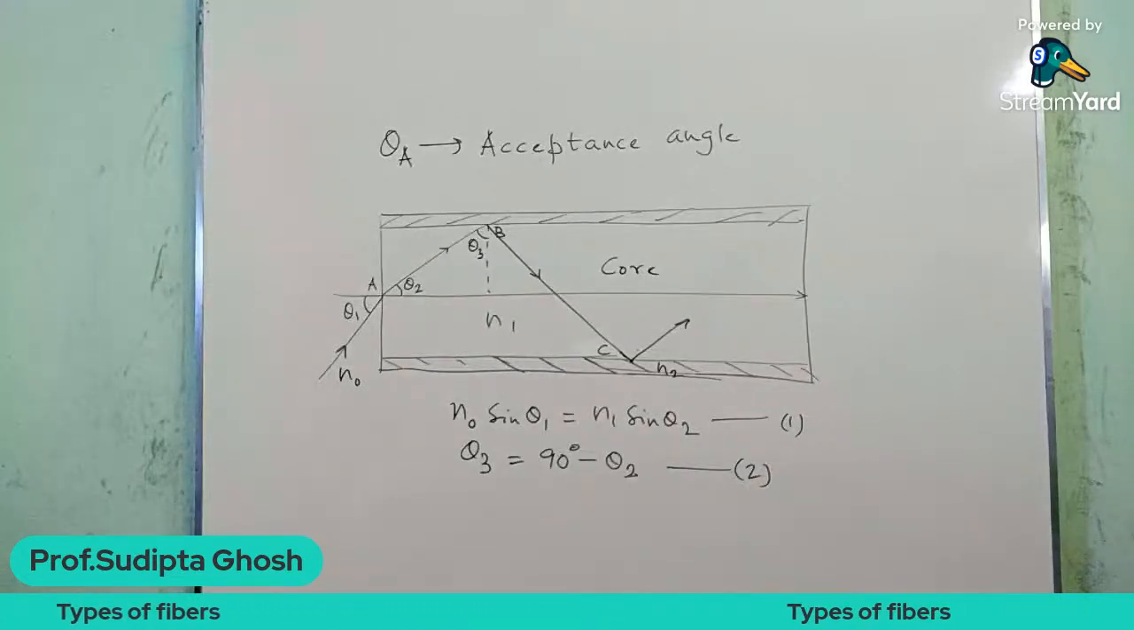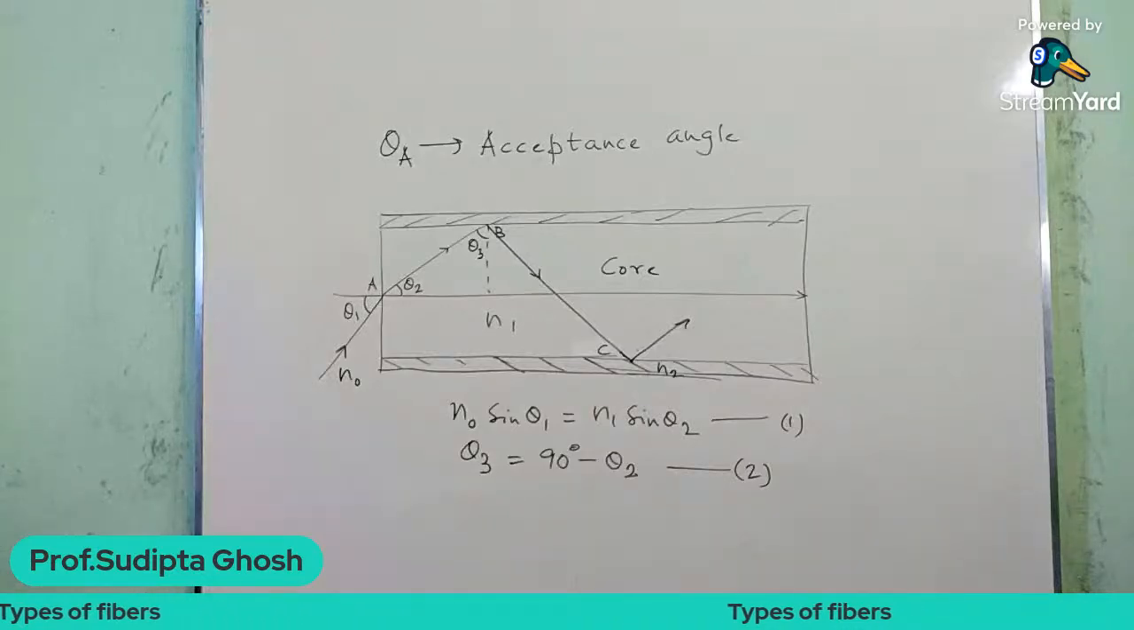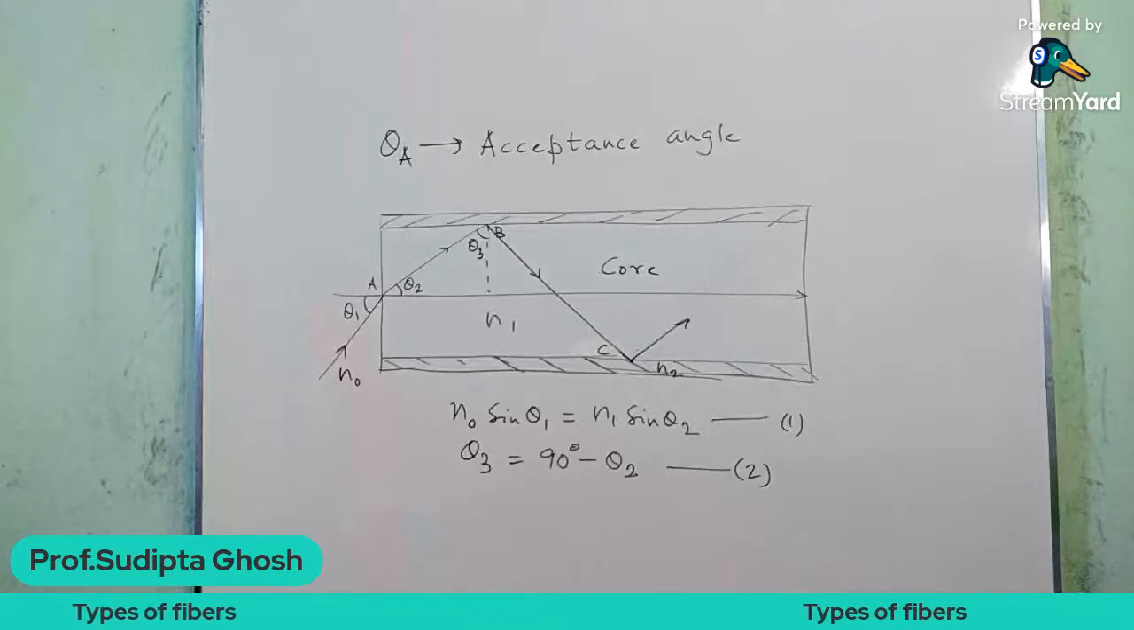So this angle theta A is known as the acceptance angle, and thus the acceptance angle is the maximum angle of incidence for which any ray is totally internally reflected at the interface and therefore transmitted without suffering any loss.